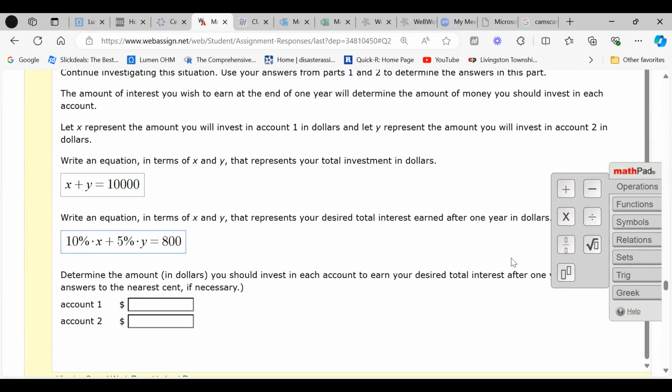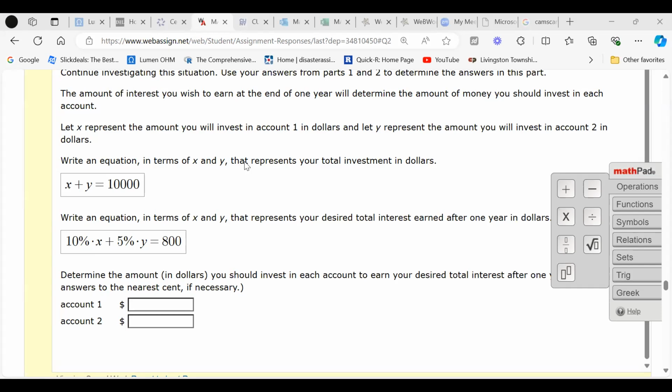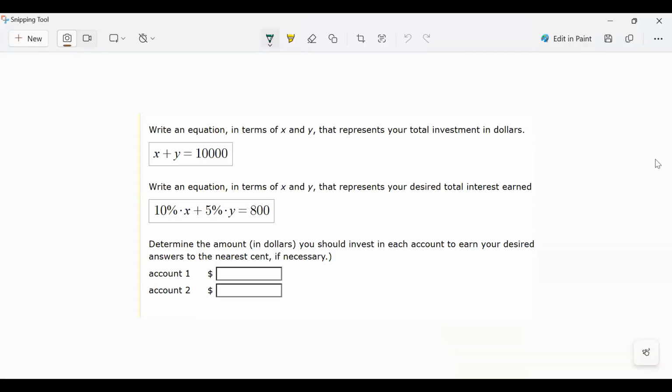So you guys can try this one really quickly, right? Solve for X and Y. So basically, we set up a system of linear equations and then solve for the unknowns, right? So try this.